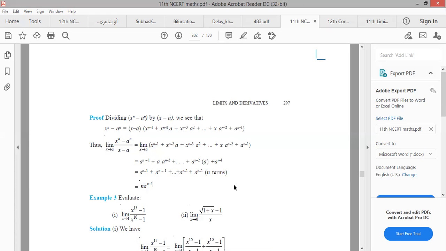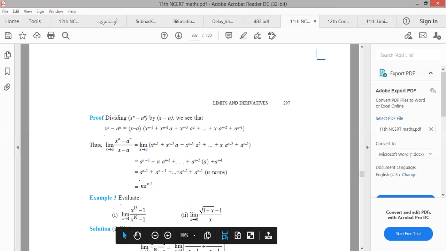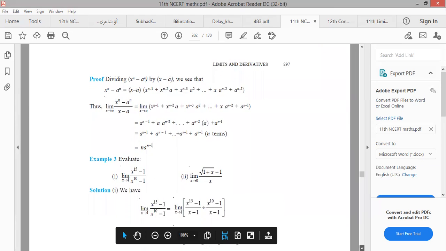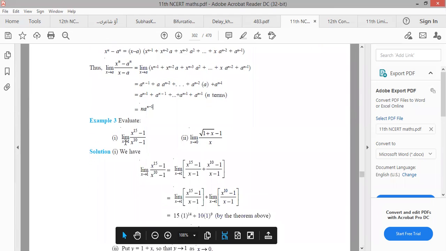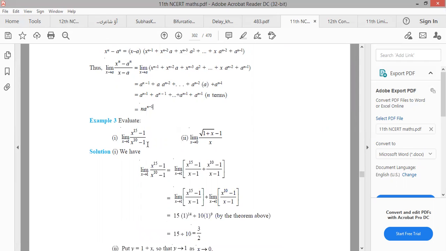Let's see here example number 3, part number 1 of example number 3. It's the limit as x tends to 1 of (x^15 - 1) divided by (x^10 - 1). We want to solve this question. It's very easy, and we have to put this question in the frame of the above theorem.